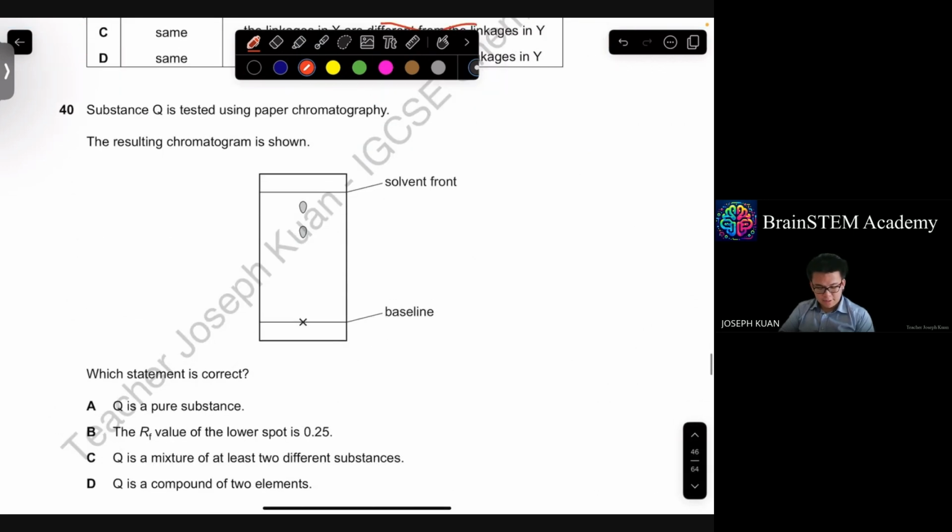Last question. Substance Q is tested using paper chromatography. The resulting chromatogram is shown. Which statement is correct? Q is impure since we have 2 spots. The Rf of the lower spot is 0.25. That doesn't make sense. It seems pretty far up the paper, so it must be beyond 0.5. Q is a mixture of at least 2 different substances. That sounds about right, and we're separating mixtures, not compounds. So C is the best answer out of all.